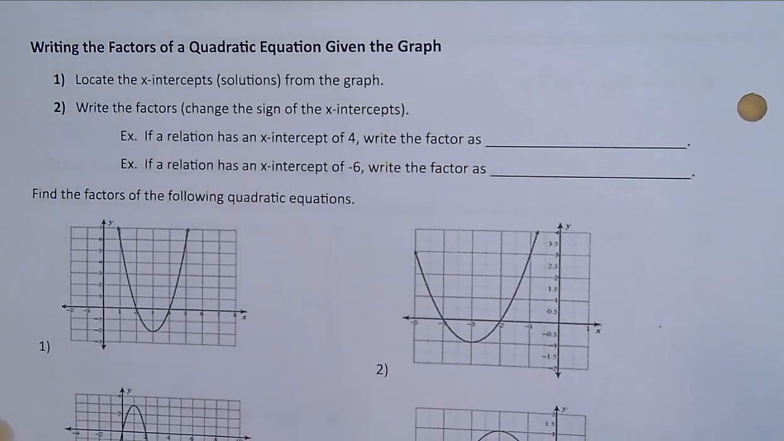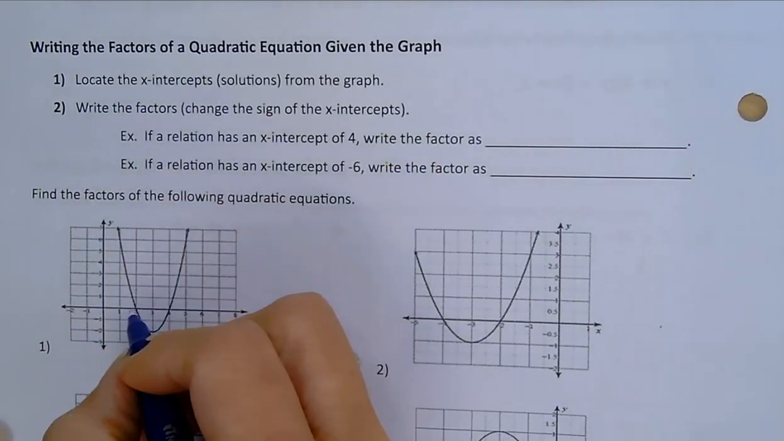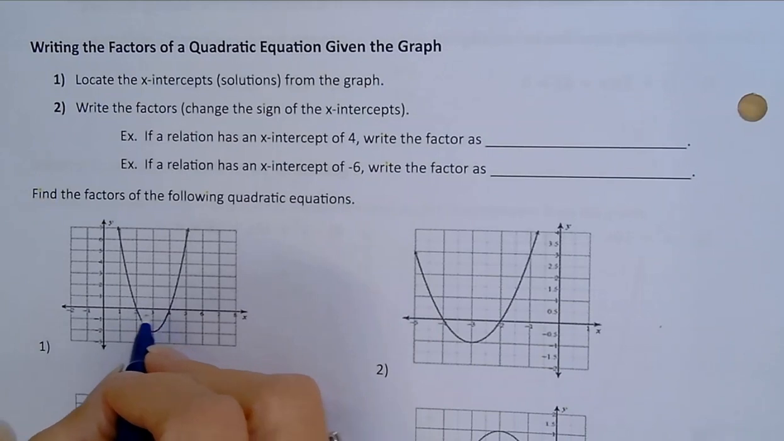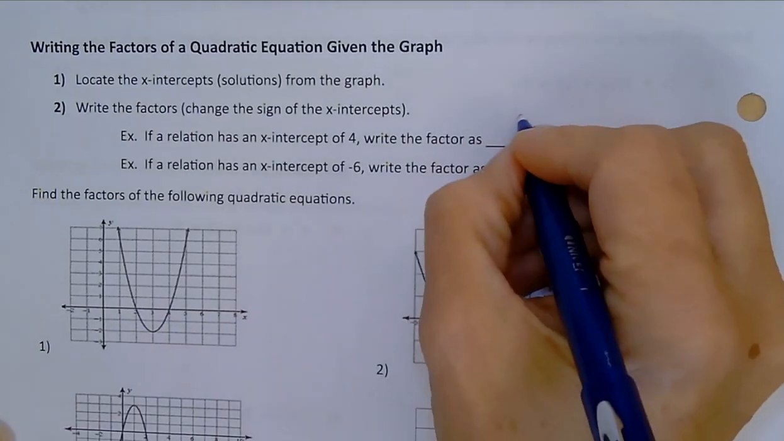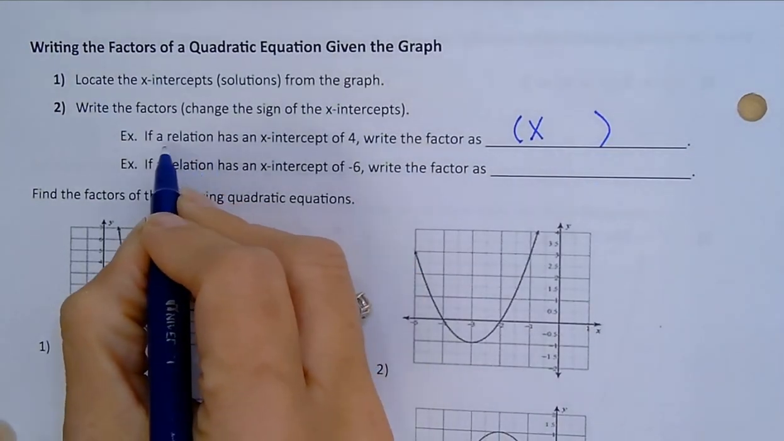Okay, this last little bit of our notes, we're just going to write factors of a quadratic equation given a graph. So all we're going to do is look at the x-intercepts. Those are the solutions, right? We're going to look at those x-intercepts, and we're going to write factors. So here's what you do. You look at your x-intercepts, and you find x equals some number. The factor is going to be x either plus or minus something.